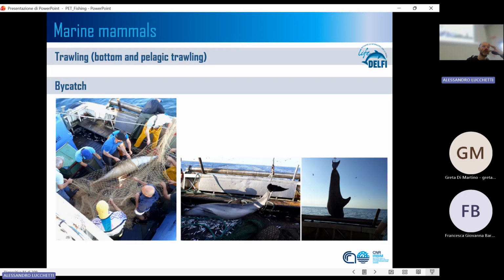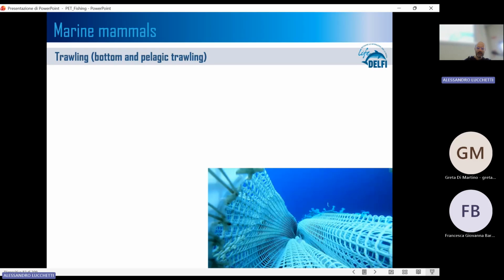Pelagic trawling is the only mandatory fishery that we have to monitor with a specific monitoring in Italy, according to the EU regulation 812, if I remember. That is mainly because, if I remember how the net is made, this type of net has a very big mouth, and therefore it's quite easy that the overlap between the dolphin and this specific fishing gear causes the bycatch of this species.